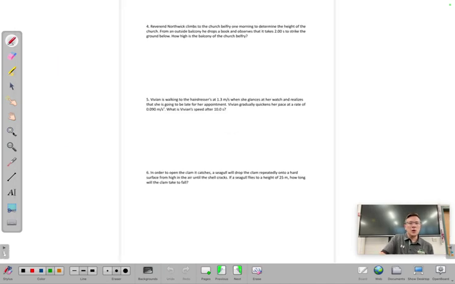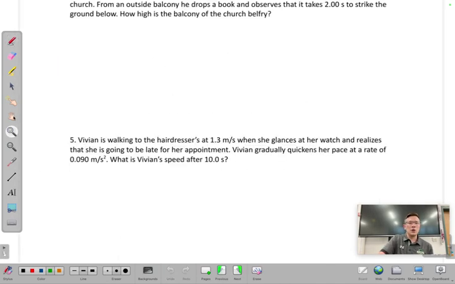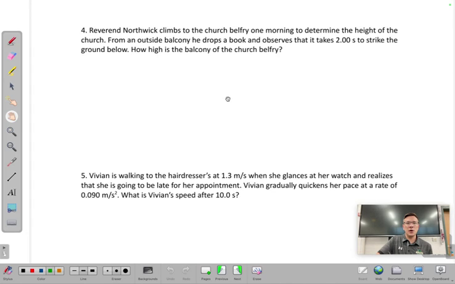Moving on, number 4 here, and our final problem for today. Reverend Northwick climbs to the church belfry one morning to determine the height of the church. From an outside balcony, he drops a book and observes that it takes 2 seconds to strike the ground below, and it says, how high is the balcony of the church?